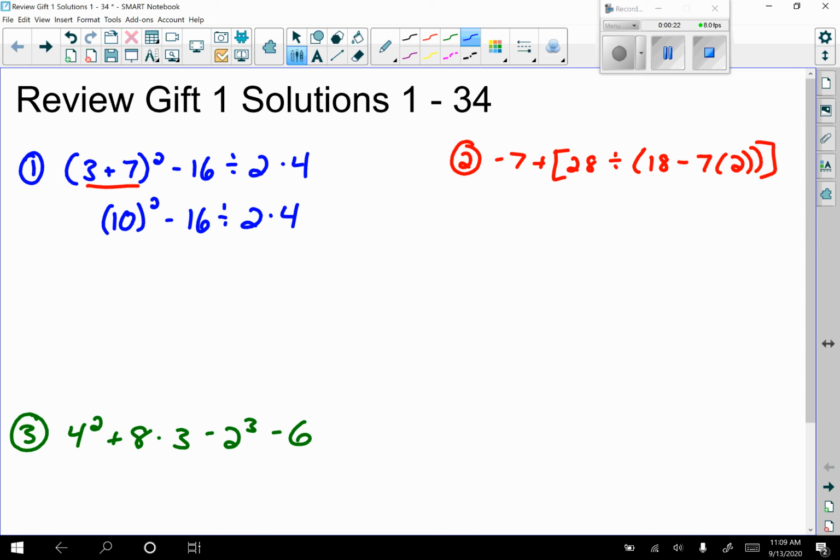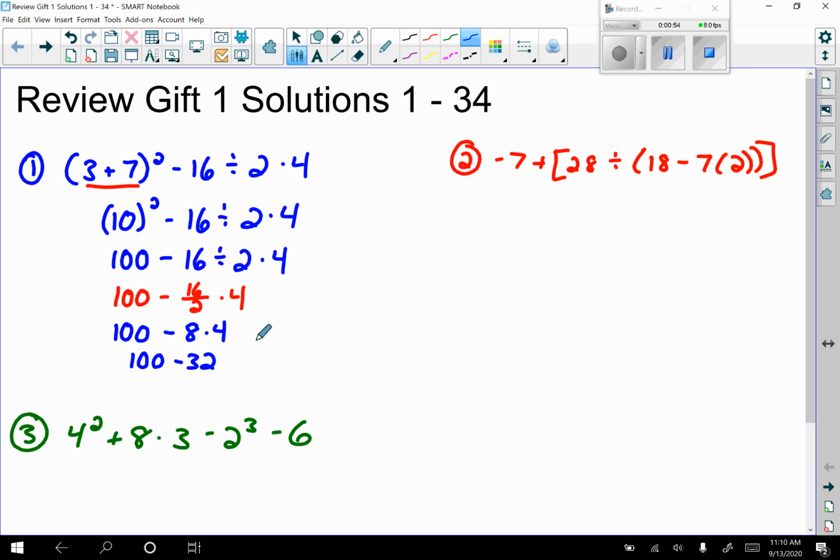Then we'll square the 10, so we're going to get 100 minus 16 divided by 2 times 4. So after we take care of parentheses and exponents, we want to do multiplication division left to right. And the reason we do this is because right now, this is like saying 100 minus 16 over 2 times 4. If we saw it this way, we would definitely know to divide the 16 by 2 first. So it's always multiplication division left to right. So this will become 100 minus 8 times 4. Then we do 100 minus 32, and here we're getting 68.